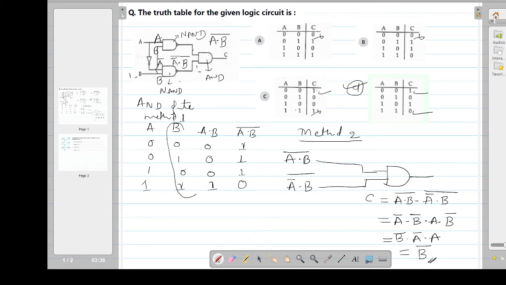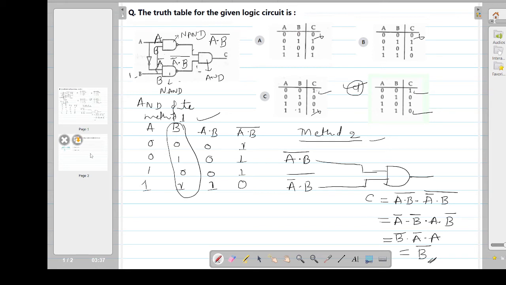Whatever the options, B is there, so all the options will come opposite of that. When there is a 0, there is a 1; when there is a 1, 0 is coming. This is just the opposite of B. The output we are getting is opposite of B. So we can solve it like this, method number 2, or we can solve by method number 1.